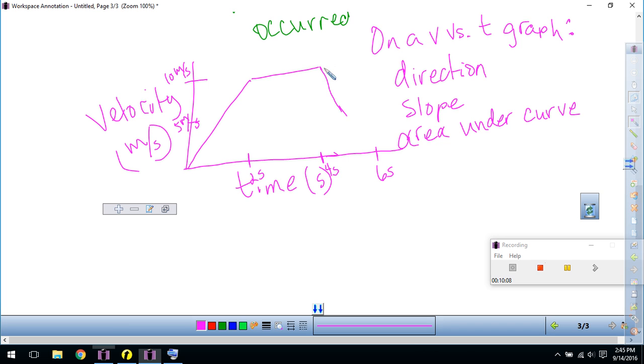Moving at a constant speed here, hasn't changed directions, just still moving at a constant speed, and then headed back in the opposite direction with a negative velocity. So let's take a look at the slope. So the slope is rise over run.